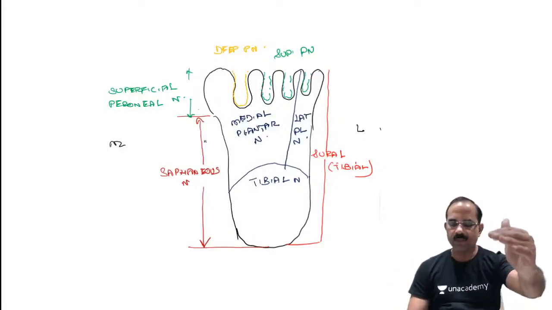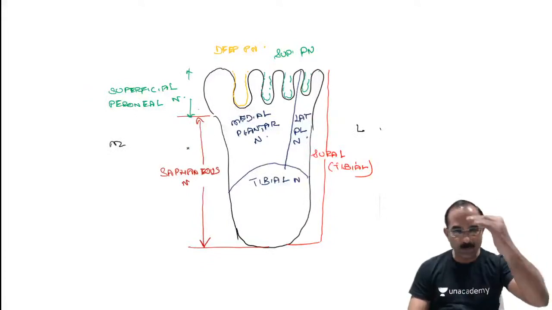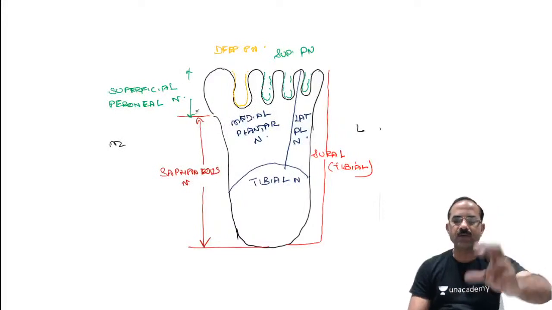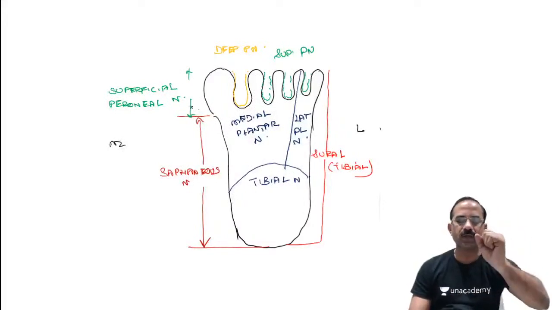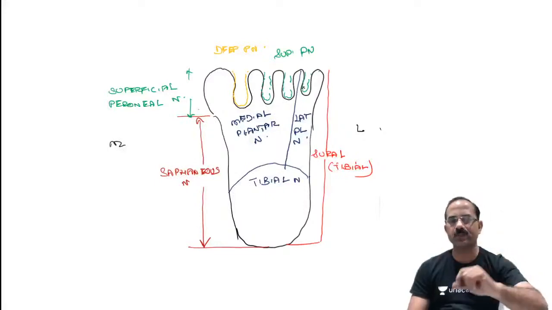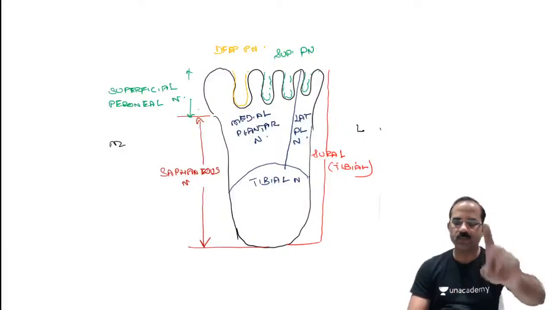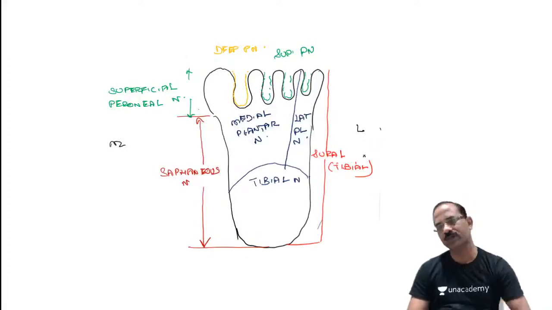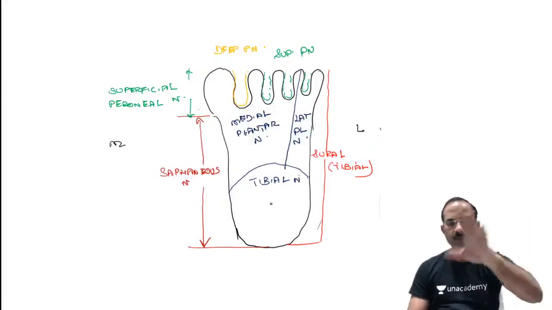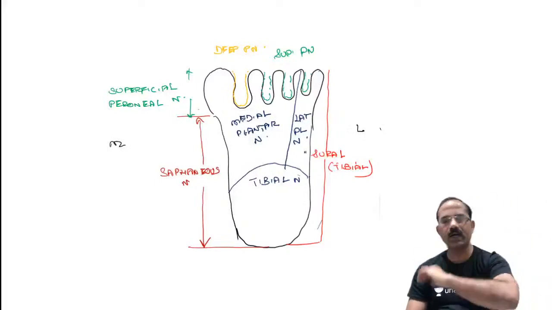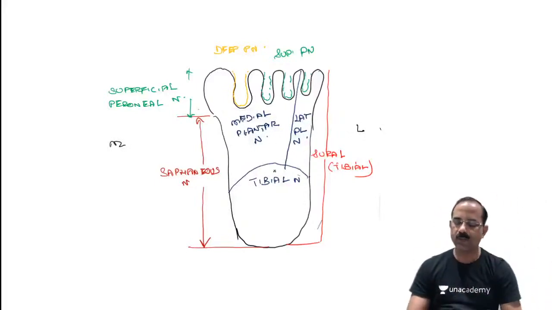So once again, I'll just repeat: the medial aspect of the foot up to the great toe, saphenous. Medial aspect of the great toe, superficial peroneal. All the web spaces, superficial peroneal, except the first web space, that's deep peroneal. The lateral aspect of the foot, sural nerve, a branch of tibial. The heel is supplied by tibial. 3.5 fingers, medial plantar, 1.5 lateral plantar. Both medial and lateral plantar are branches of the tibial nerve.